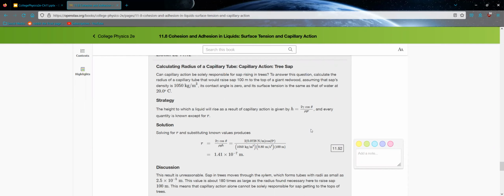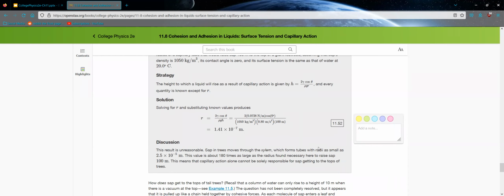R, the radius. That gives you 1.14 times 10⁻⁷ meters. Oh, that's the size, the radius of the capillary tube. That's how big the capillary tube would be in order to shove the sap or the liquid up that high based solely on that surface tension conversation.